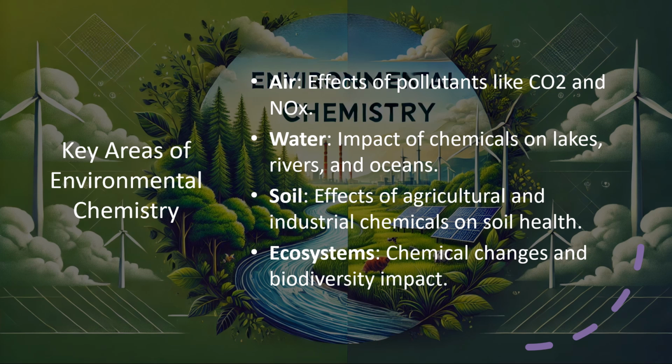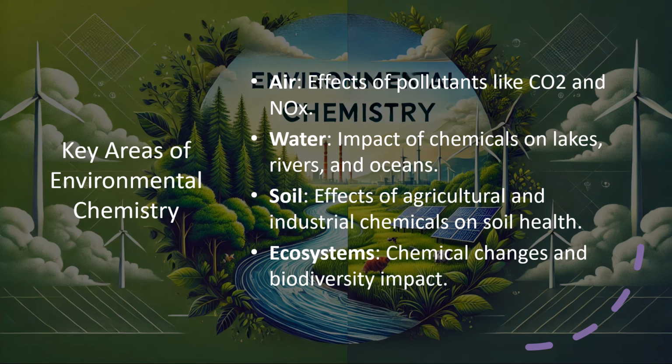Environmental chemistry focuses on four main areas: air, what happens when we release pollutants like carbon dioxide and nitrogen oxides into the atmosphere. They can cause smog, acid rain, and even contribute to global warming. Water, ever seen a polluted river or beach? Chemicals like oil, pesticides, and plastics affect water quality, making it unsafe for humans and marine life.